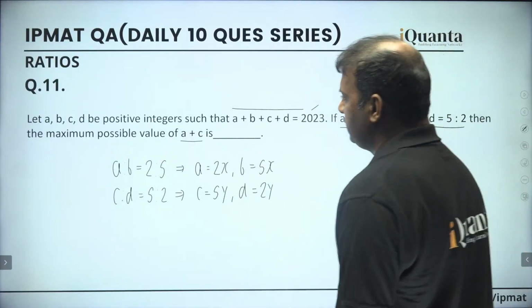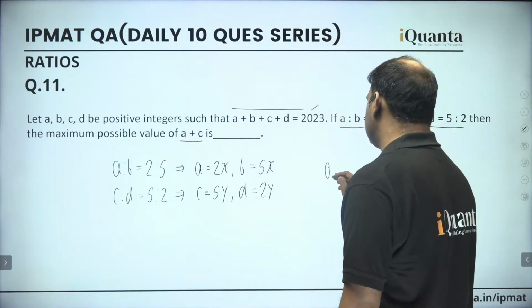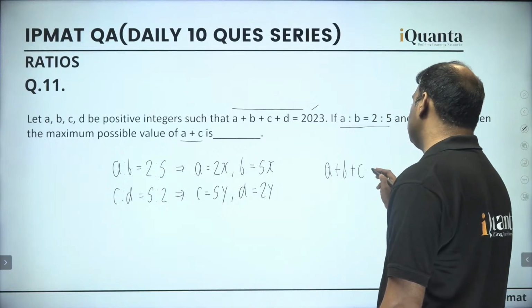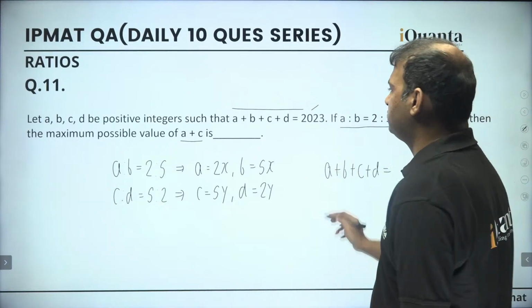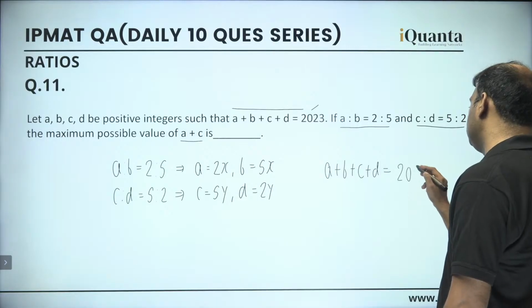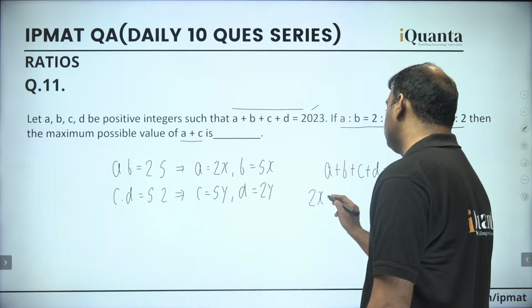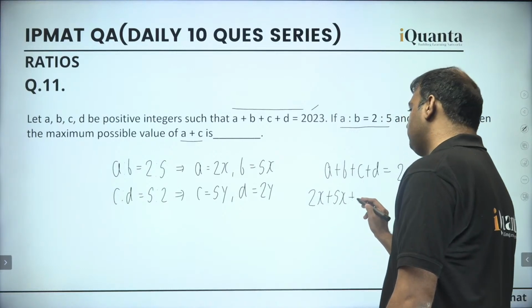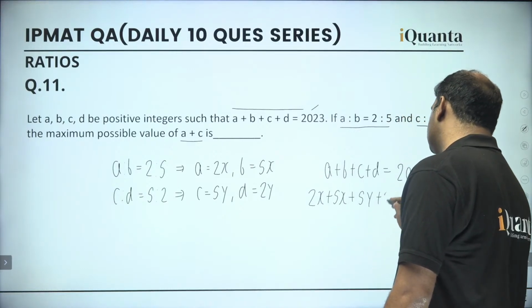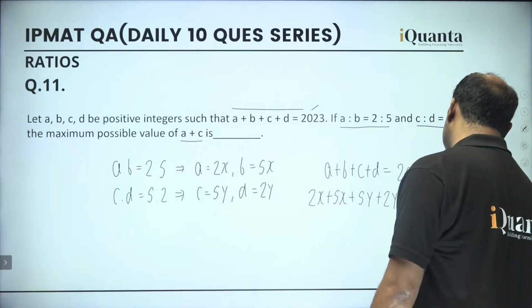Now, they have given the sum of these integers. They have clearly mentioned that these are positive integers, means natural numbers. The sum of them is 2023, right? Now let's just put the values of A, B, C, D. So A is 2x, B we assume as 5x, C we assume as 5y, and D we assume as 2y, and that sum is 2023, right?